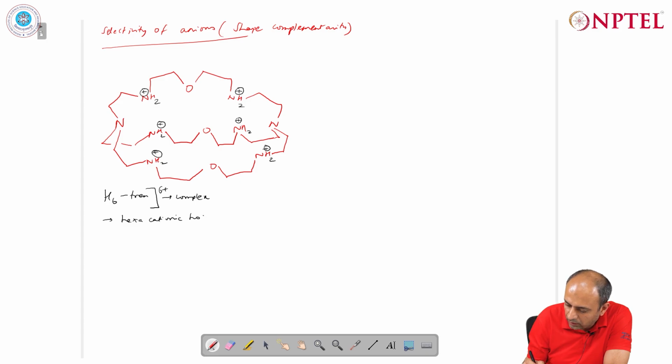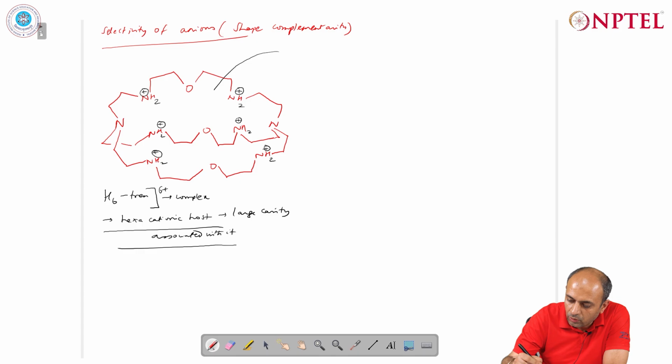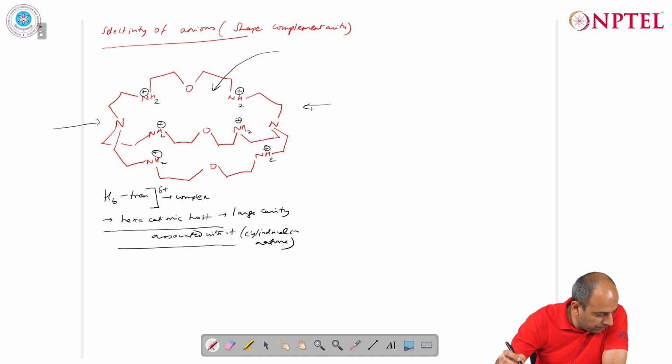So you can see this is a hexacationic host, and it has got a large cavity associated with it, and this cavity can now include different kind of anions. This cavity, as you can see, is cylindrical in nature, and you can view it from here or you can view it from here. It essentially resembles a cylinder.